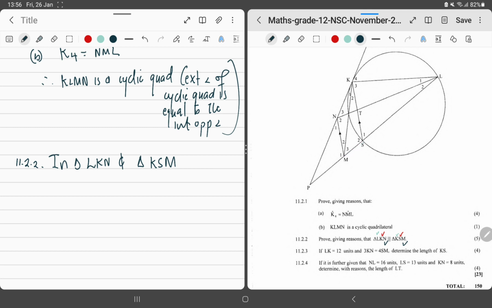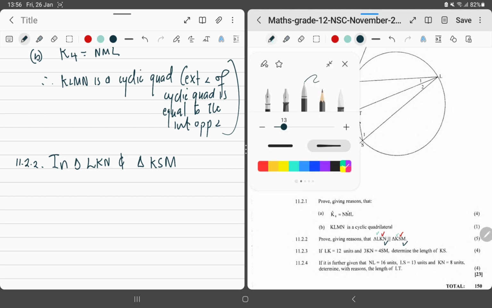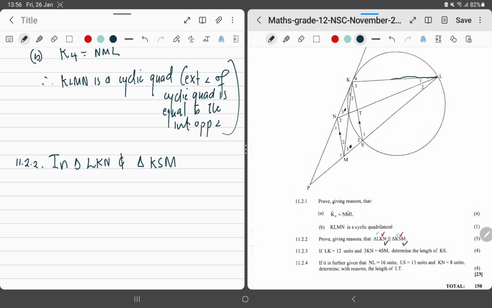Remember that KLMN is a cyclic quad. So it means that this angle is equal to N3. Let me just show you where this is coming from. So we have chord LN. It subtends what? N3. It also subtends what? M3. So we have angles on the same segment.